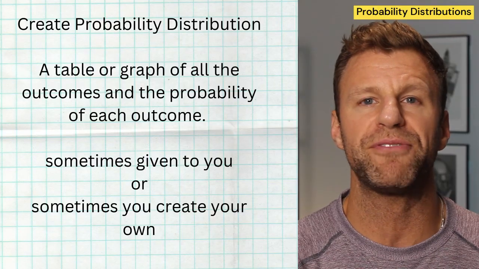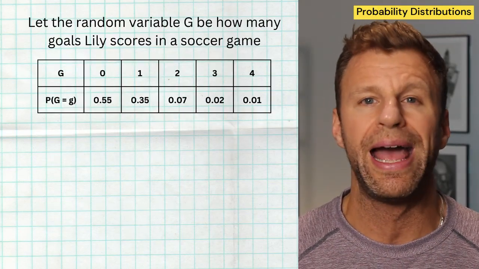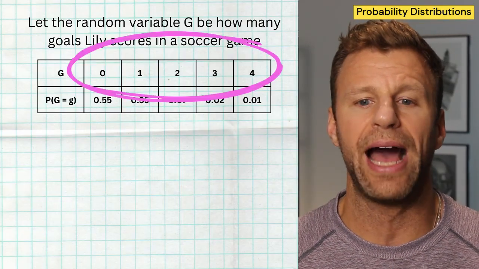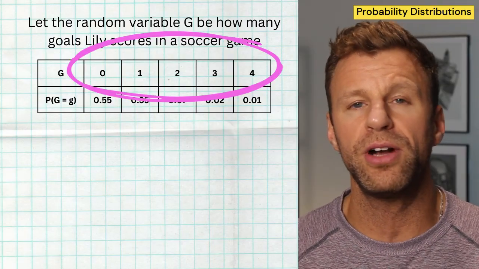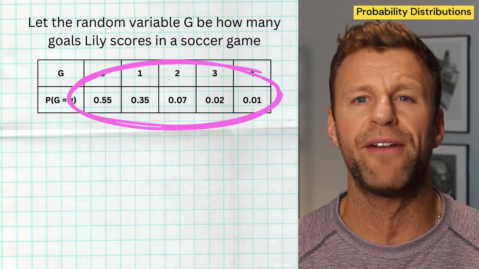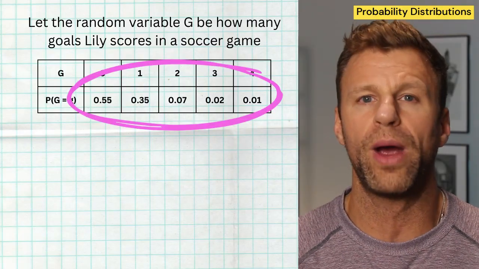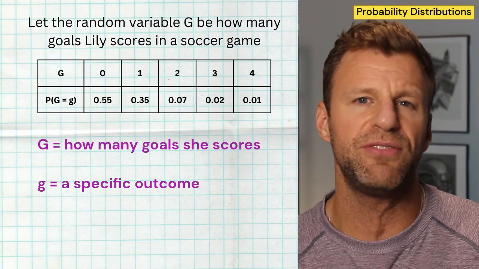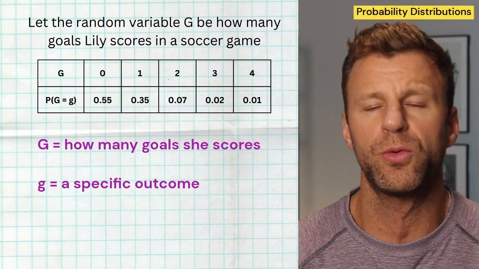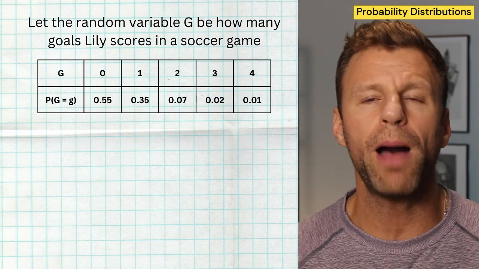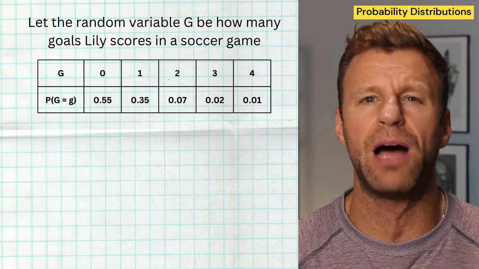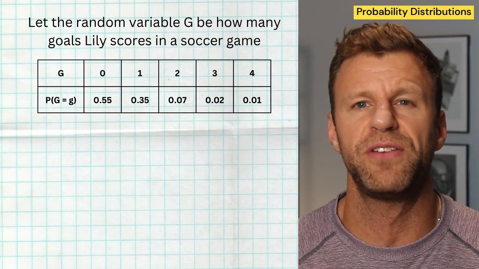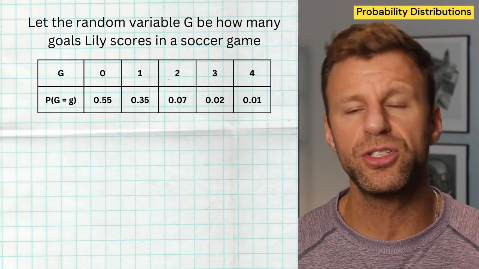Here's an example where that graph is given to you. So we have random variable G, how many goals Lily scores in a soccer game. Across the top here, we see the outcomes 0, 1, 2, 3, and 4. And underneath them, we see the individual probabilities. So we have capital G, the overall random variable for how many goals Lily could score. And then little g would be each individual outcome, so 0, 1, 2, 3, 4 are our little g's. So the probability that the capital random variable, how many goals she scores, equals the individual outcome of 0, in this case is 55%. And then we also see the probability of 1, 2, 3, and 4.